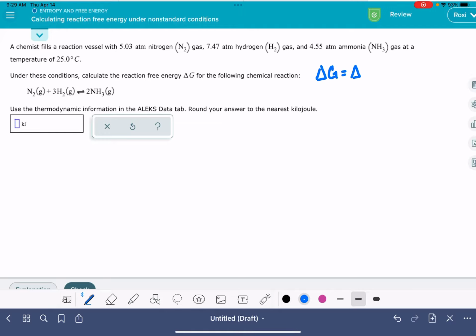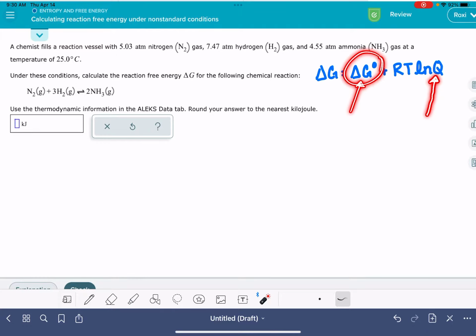The equation that we're going to use to calculate the non-standard free energy, non-standard delta G, is delta G non-standard equals delta G standard plus RT ln Q. In order to solve this problem, we need to know or calculate the value of standard delta G, and we also need to know or calculate the value of Q. And since this problem is not giving us either of these values, we have to begin by calculating both of them. To calculate standard delta G, we are going to use the balanced equation that's provided to us.